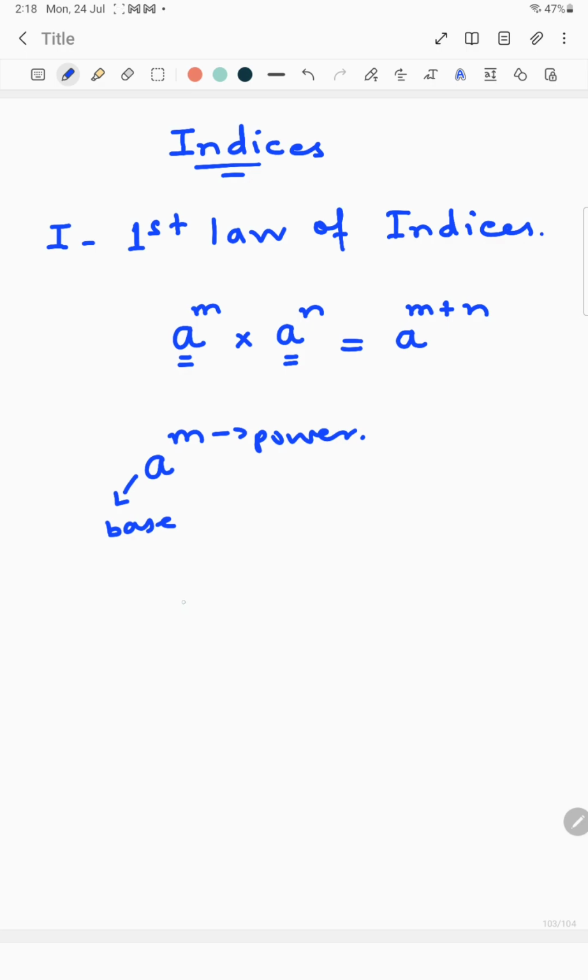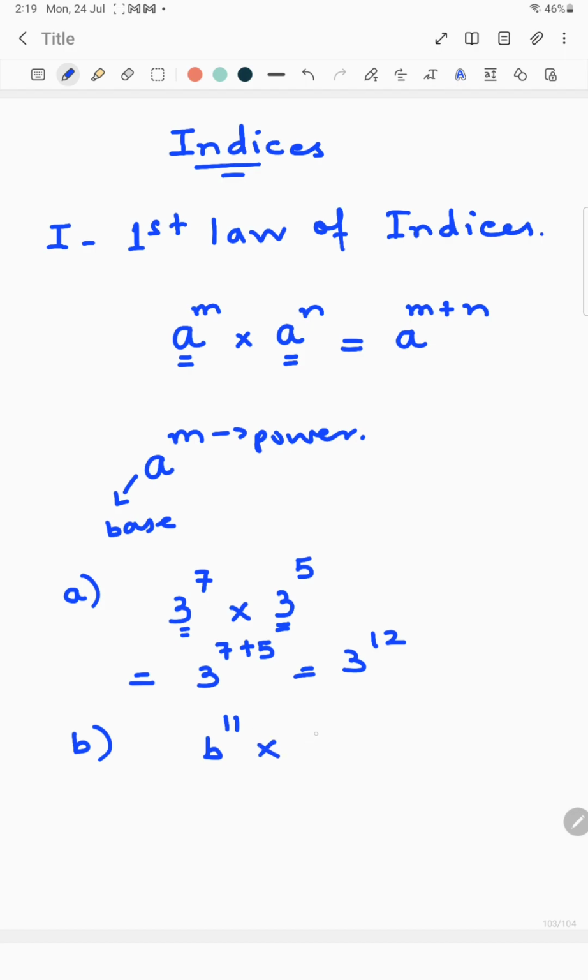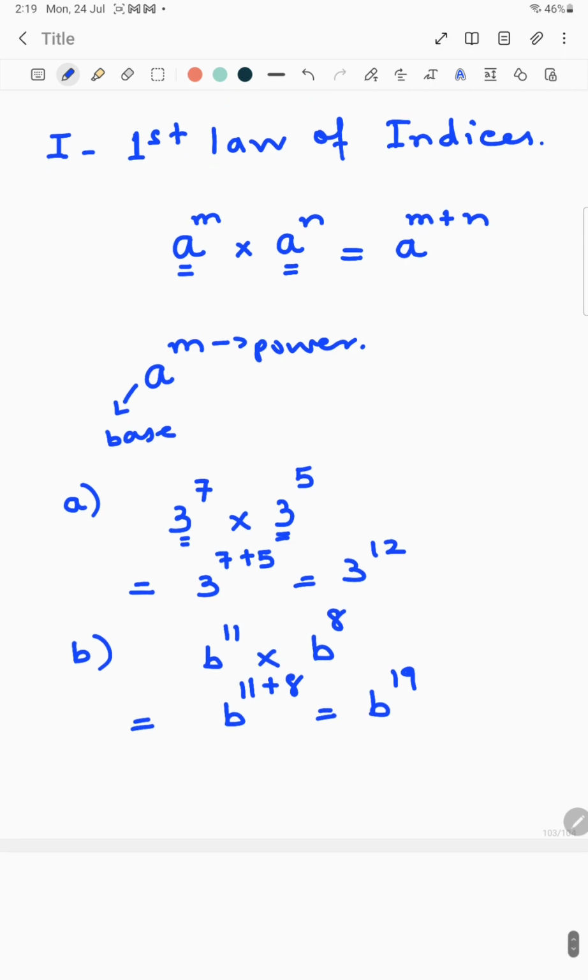For example, if you have 3 raised to power 7 times 3 raised to power 5, the bases are the same, so the powers will be added. 7 plus 5, so the answer will be 3 raised to power 12. In another example, if you have b raised to power 11 times b raised to power 8, the bases are the same, so the powers will be added. So b raised to power 19 is the answer.